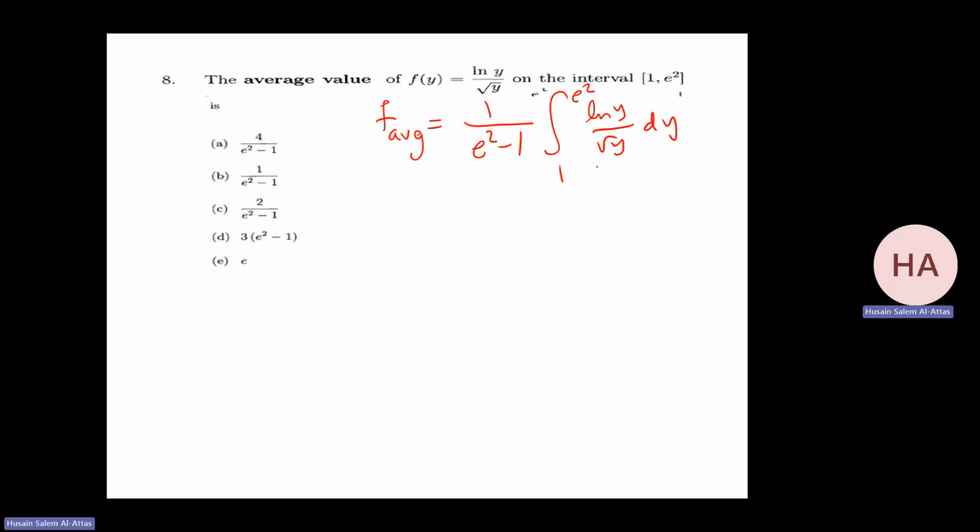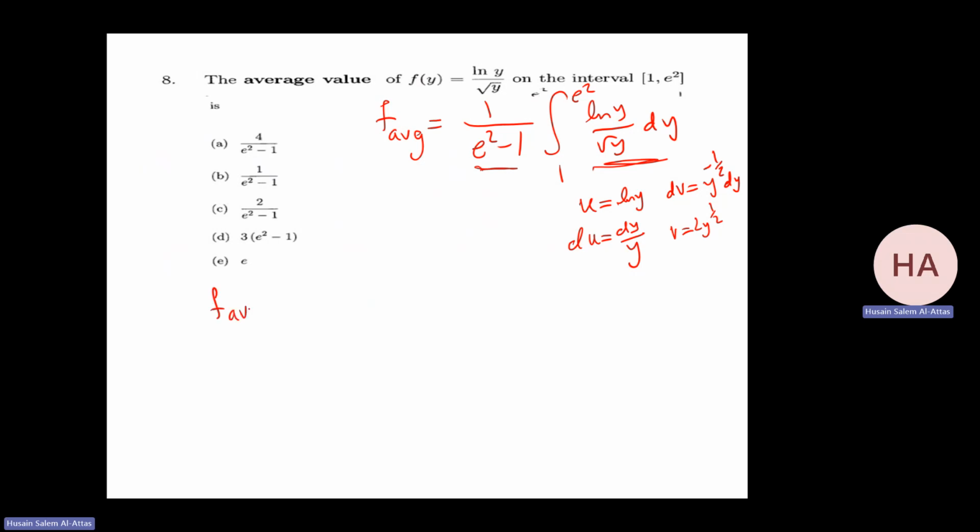How to do this? You need integration by parts. These are just numbers, who cares? So I have u equal ln y, dv will be y to the power minus half dy. Don't forget it's in the denominator, so y to the power minus half. So du will be equal dy over y. Here v is what? 2y to the power half.